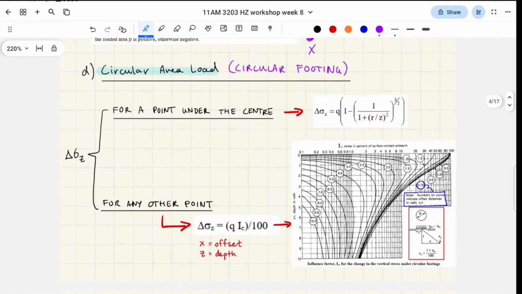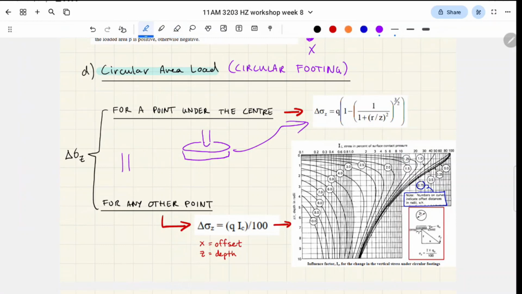For circular area loads, we're not going to see this in this workshop, but you might get a circular footing, right? There's two methods. The first method is the simpler method, which uses the formula, and that's where you have your circular footing, and it's loaded right in the middle. It's loaded right in the middle, okay? That's when you can use this formula.